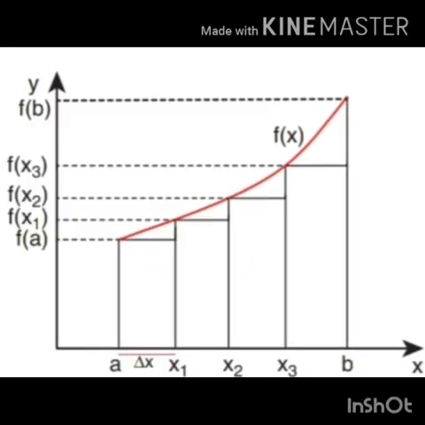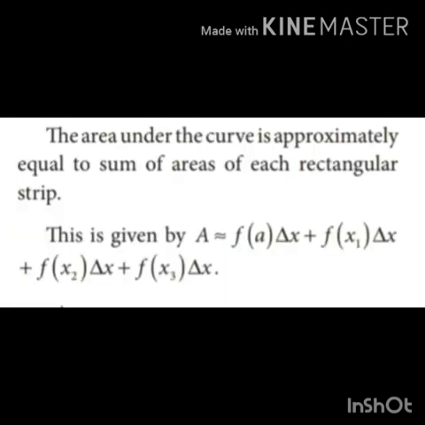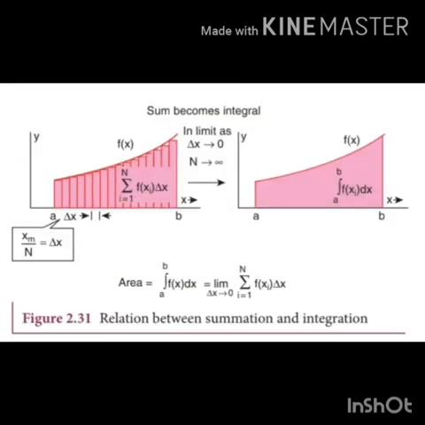In this graph, a to x1 is taken as del x, x1 to x2 is del x, x2 to x3 is del x, x3 to b is del x, an equal number of rectangular strips. On the y-axis, f of a, f of x1, f of x2, f of x3, f of b. The area under the curve is approximately equal to the sum of the areas of each rectangular strip. Therefore, the area is approximately f of a into del x plus f of x1 into del x plus f of x2 into del x plus f of x3 into del x.